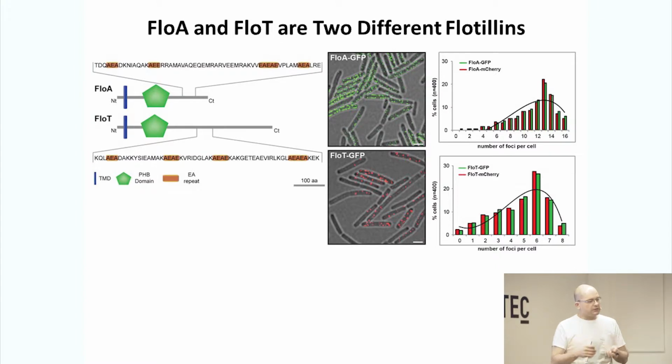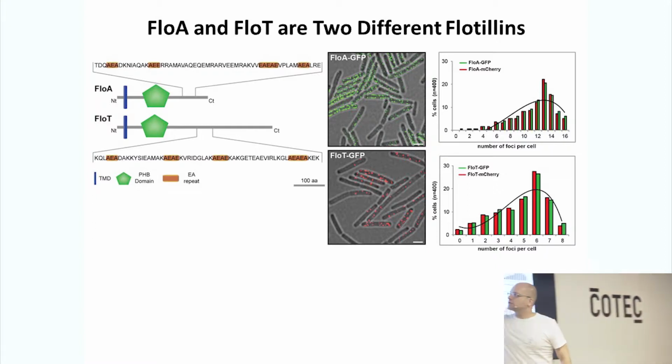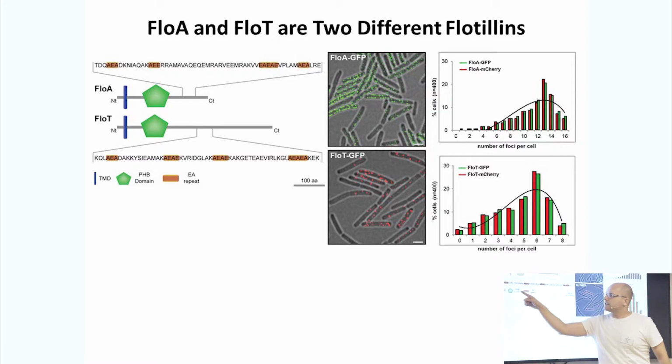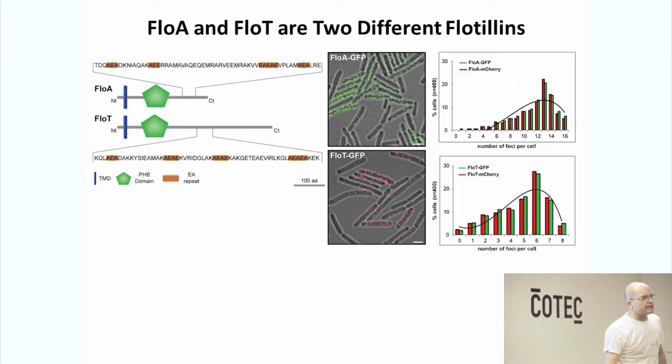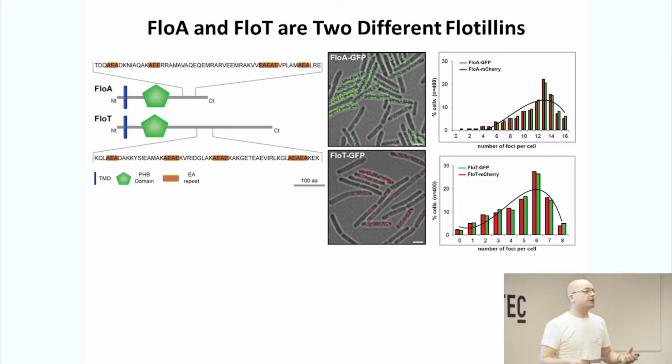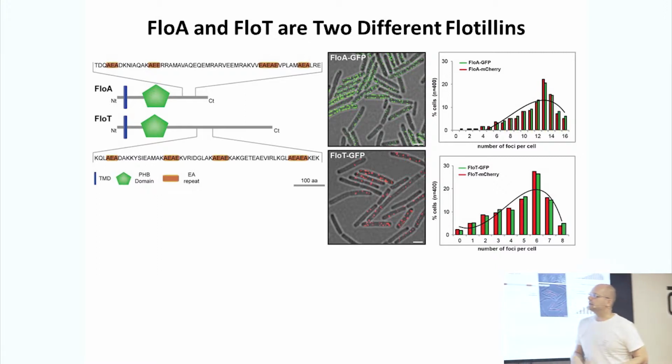So we went into detail to see what these flotillins are at the structural level, what the differences are, and what they are doing. These are the two flotillins, FloA and FloT. You see there is one transmembrane region and this PHB domain, which is in all flotillins and related proteins, and nobody knows what its function is. It's just there in flotillins, in stomatins, in prohibitins, and in other proteins, HflK/C. But nobody knows the real function of these domains.